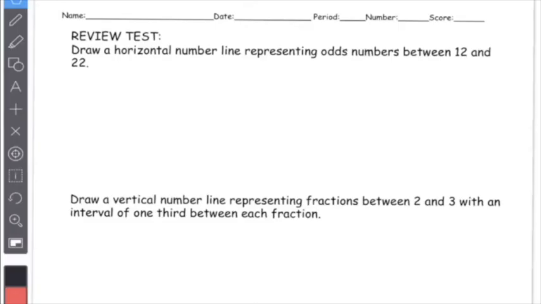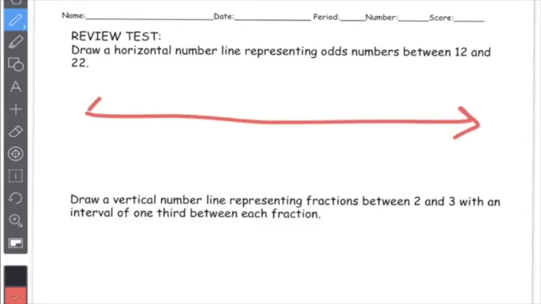What you would need to do first is draw a horizontal number line. To draw a horizontal number line, just draw a line going across. Vertical is up and down. So I'm going to draw that. I notice that it's numbers between 12 and 22, so I'm going to write 12 and go up to 22.